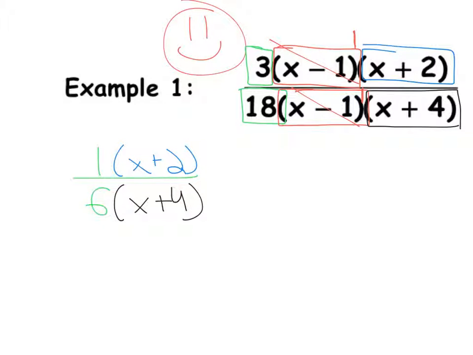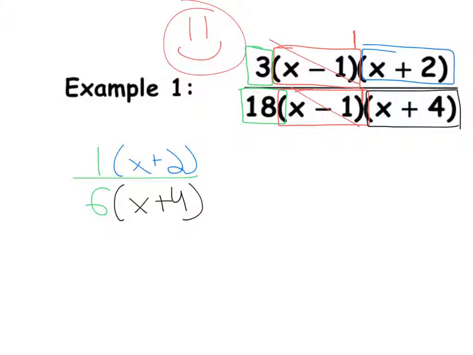And so let's look and see what I have. 3 over 18, we reduce that to 1 over 6. X minus 1 divided by itself cancels out. X plus 2 divided by x plus 4. Now, here's what most people want to do. Most people want to go ahead and cancel out the 2 and the 4. You can go ahead and reduce that. Or, I can cancel out x and x. Wrong. This is different than what we were just doing.